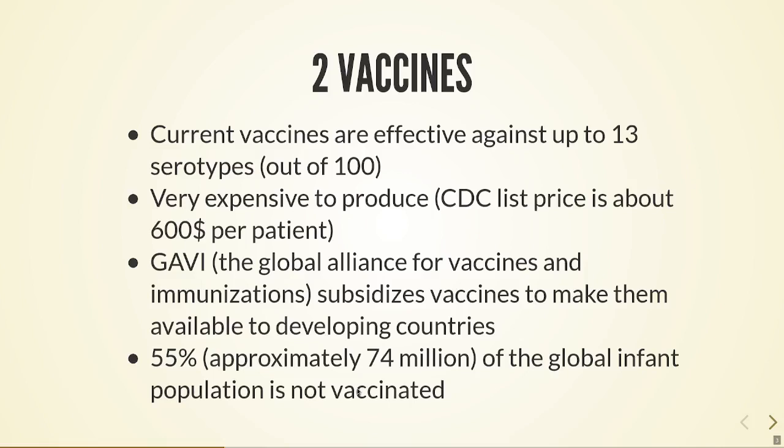The main way of fighting against IPD is using vaccines. The current vaccines are effective against 13 different serotypes out of the 100 different possibilities. The vaccines are very, very expensive to produce, and the current CDC list price is about $600 per patient. Because these vaccines are so expensive, there are programs such as the Global Alliance for Vaccines and Immunizations that subsidize the vaccines to provide easier access to developing countries. Despite these programs, there are still 55% of the global infant population that are not vaccinated.